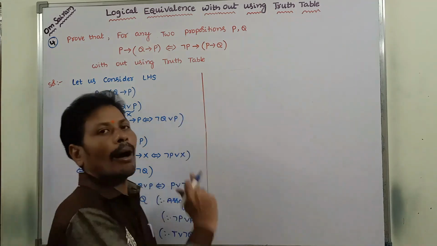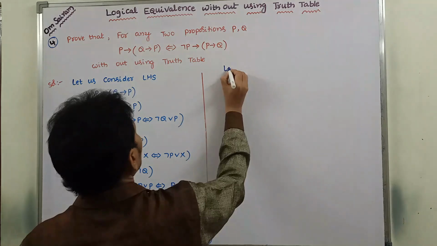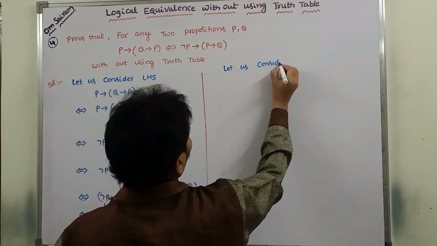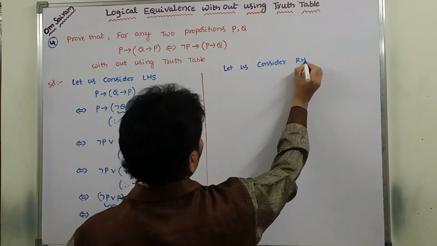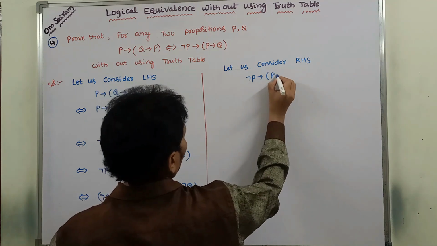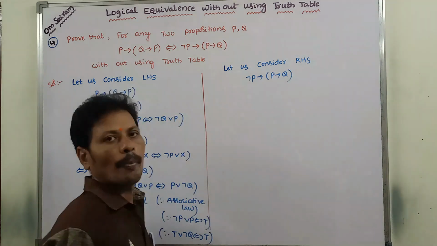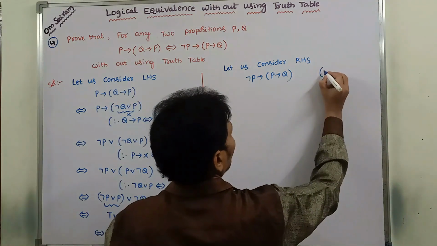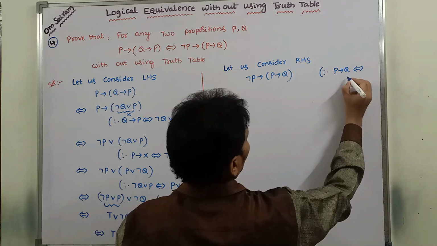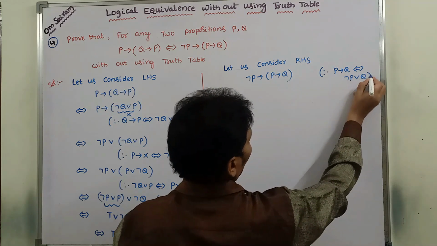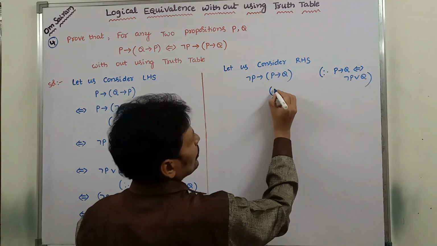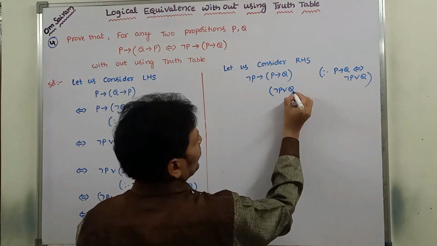Next, I am taking the RHS part. Let us consider the RHS part. So that is negation P conditional Q. So we already know that P conditional Q is logically equivalent to negation P or Q. So that in the place of P conditional Q, we have to substitute negation P or Q.